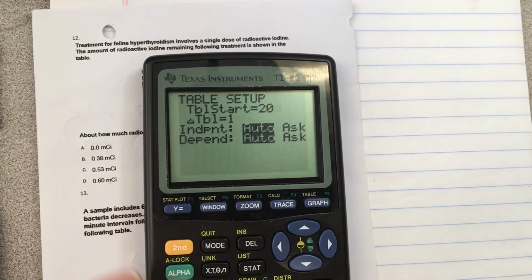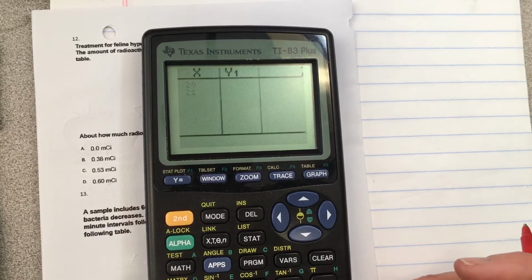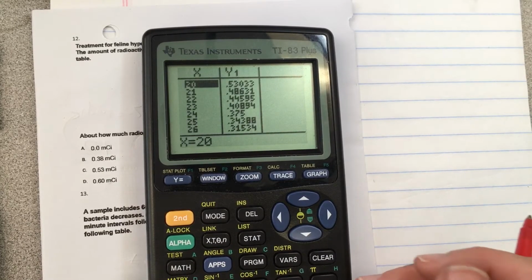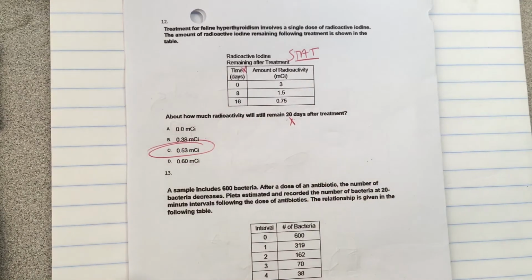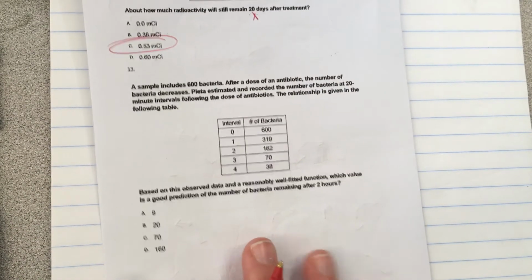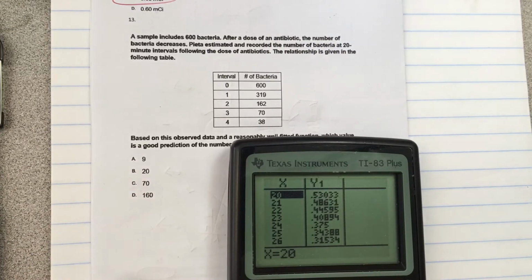So you type in 20. And then what do you hit? Second graph. And what's the answer? C, 0.53. Okay. Anybody have a question? All right, go ahead and put 13 into stat.